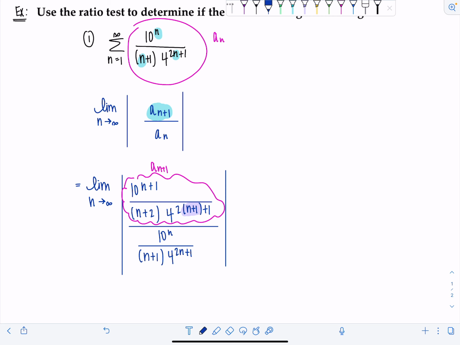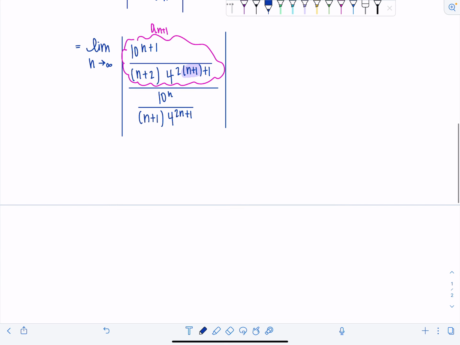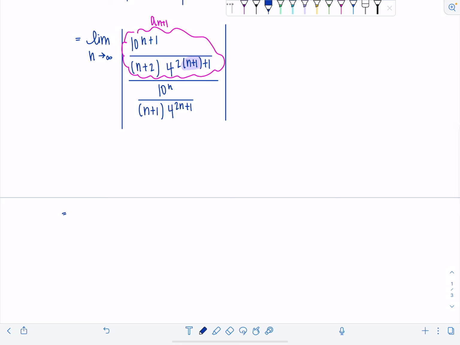Good. Now n is going to infinity, and notice here our index n starts at 1. So n is not going to be negative. I don't need to keep the absolute value bars anymore in this limit. All right, so let's drop them and then clean things up a little bit. All right, so we've got the limit now. As n approaches infinity, I'm going to have 10 to the n plus 1 over n plus 2 times, now watch this, this 2 when it distributes, you're going to have 2n plus 2, and then there's a plus 1. So that's 4 to the 2n plus 3. Did you see that? Okay, good.